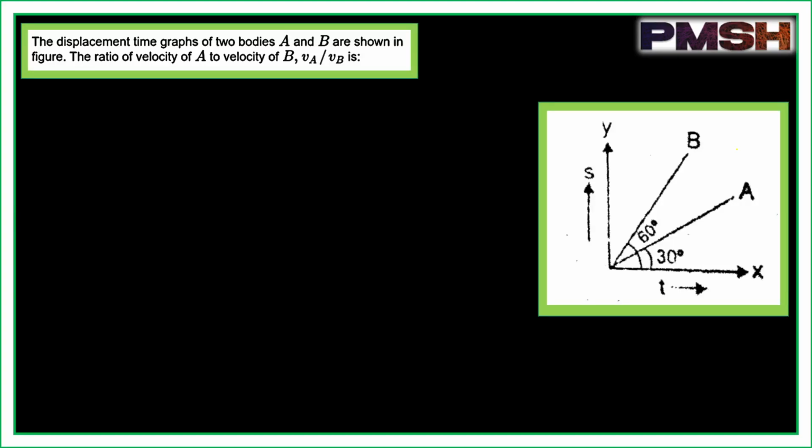Now let's see another question. The displacement time graph of two bodies A and B are shown in the figure. So here is a figure. The figure is about displacement time graph. Okay, the ratio of velocity of A to velocity of B. So you're asked about the ratio of velocity VA by VB. So this is a displacement time graph, right? How to get velocity from displacement time graph? We have already told this point.